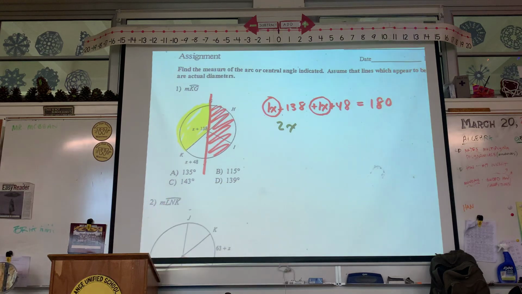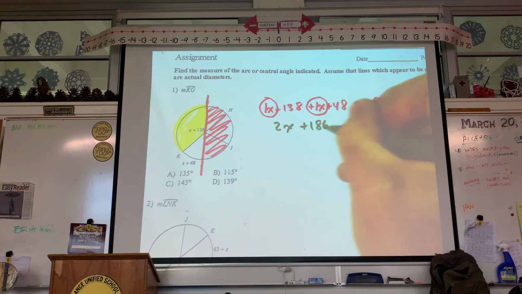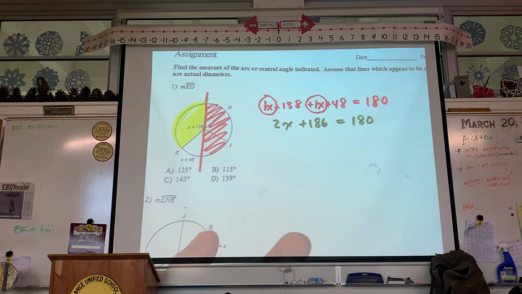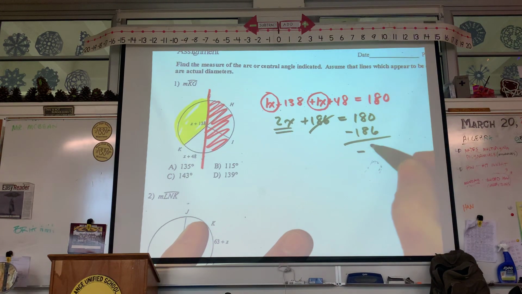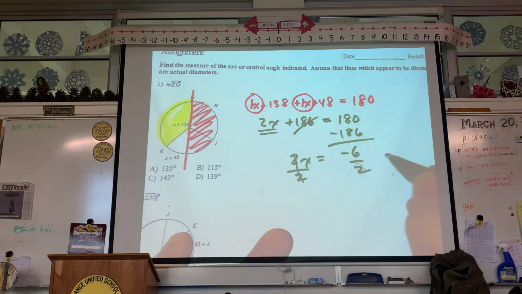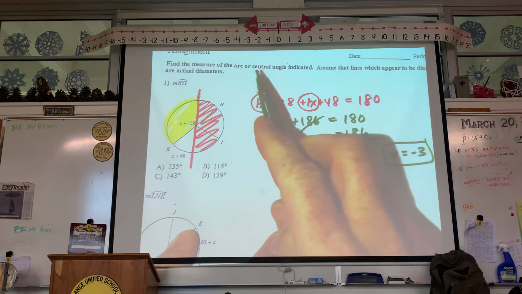You don't have to use the number line anymore. So I'm bringing down my 2x and my equal sign. I'm dividing and I'm dividing. That's gone, that's gone. -6 divided by 2 is x equals -3. Not done yet, guys. It says find the measure of the arc or central angle. Here's the arc, and the arc is the central angle, so I'm plugging in the -3 for that x right there. x plus 138 is really -3 plus 138, which is 138 minus 3 equals 135. There's my answer. Voila.